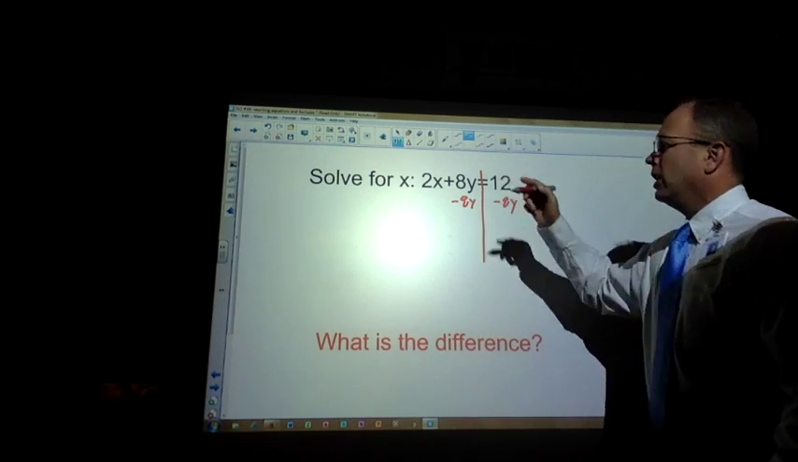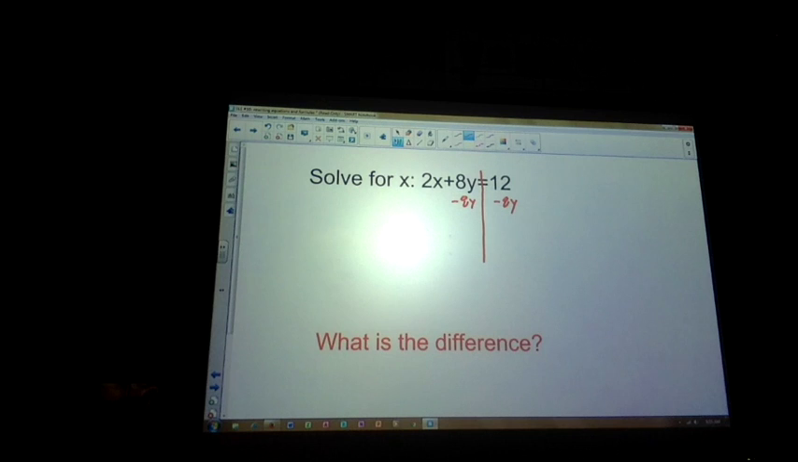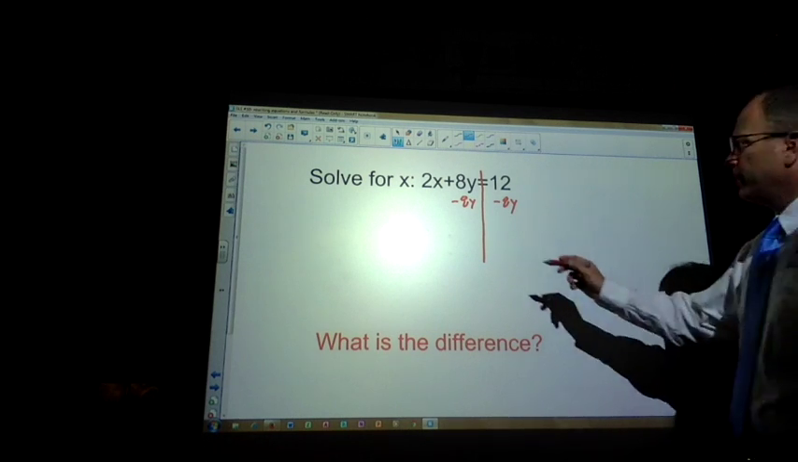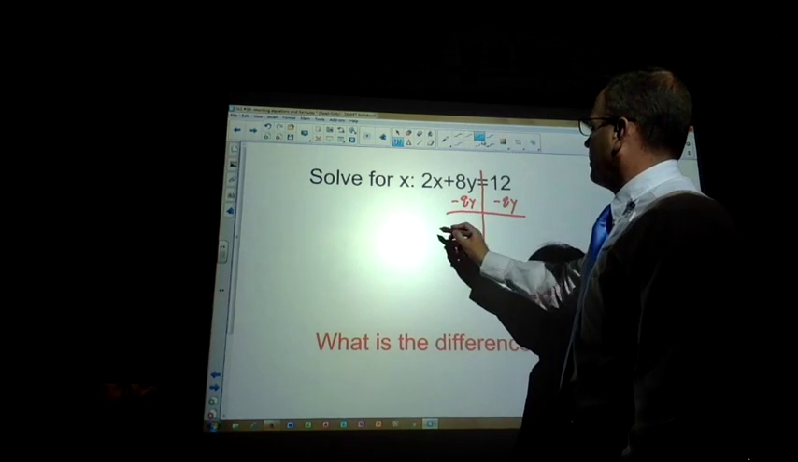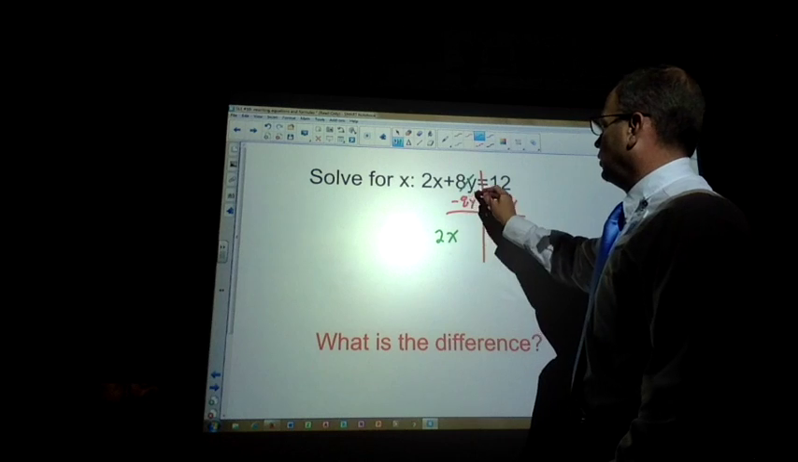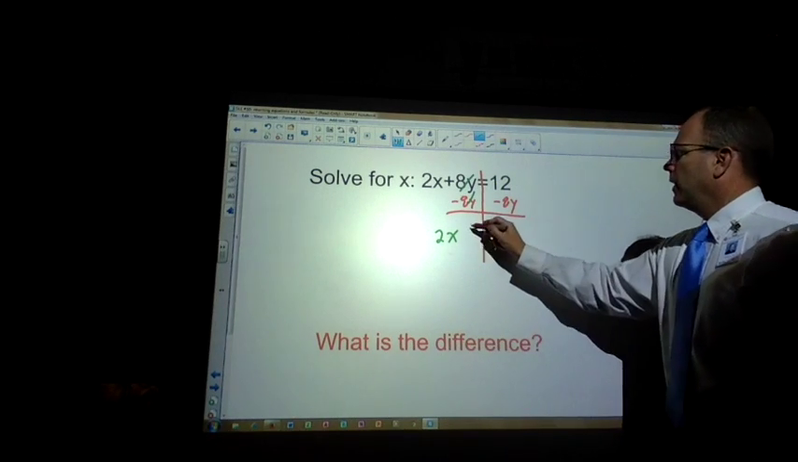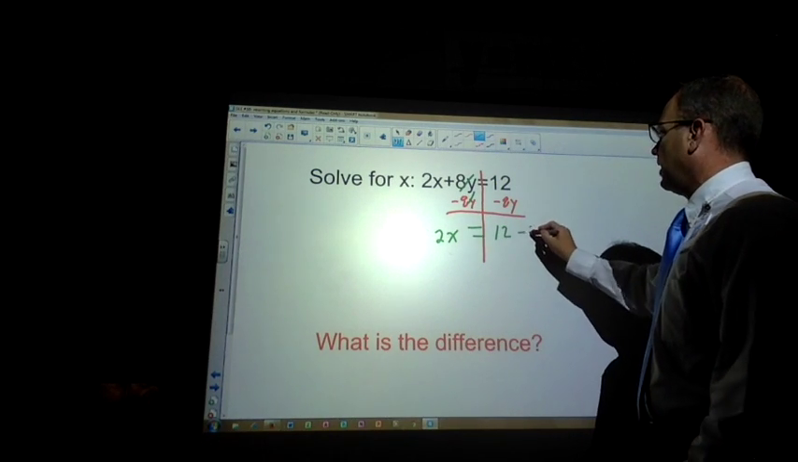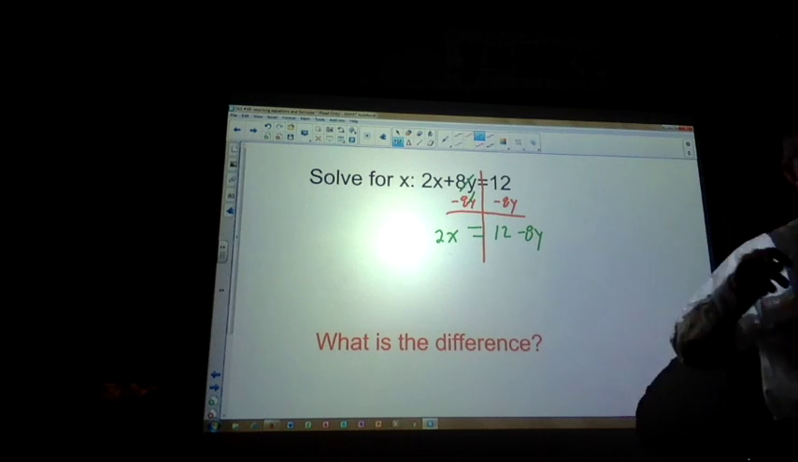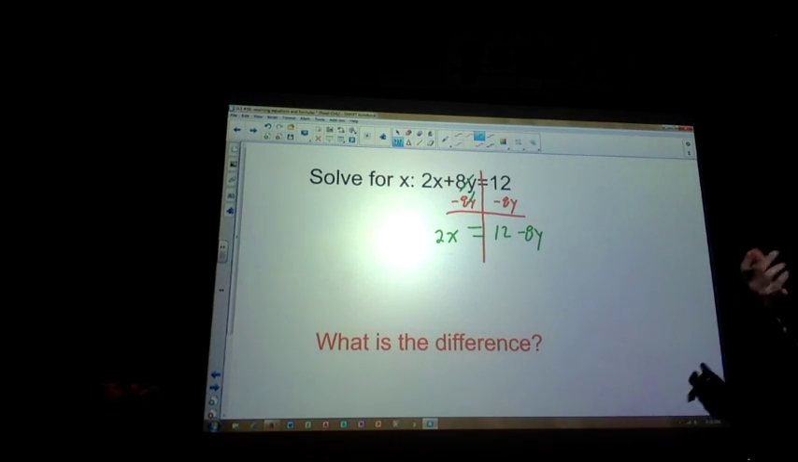Now here's a question. If I go 12 minus 8y, does that simplify to anything different? No, because they're unlike terms. Agree? So in my next step, I'll still have 2x over here, because those cancel out, right? And that's going to be equal to 12 minus 8y, or I could have negative 8y plus 12. So we're trying to get x by itself, in the process of manipulating our equation to get x all alone.